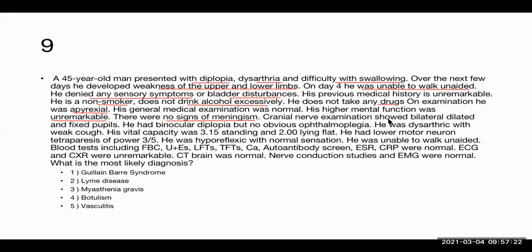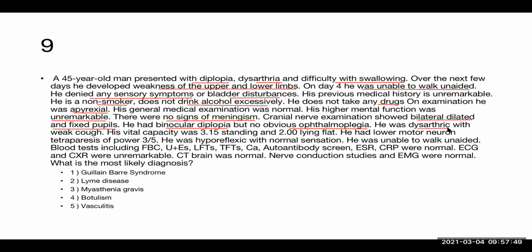Cranial nerve examination showed bilateral, dilated, and fixed pupil. It's a very important feature. Okay, pupils are already involved on both sides, dilated and fixed. He had binocular diplopia. Binocular means both sides. Diplopia, but no obvious ophthalmoplegia. Still, he can move the eyeball, but not all around.